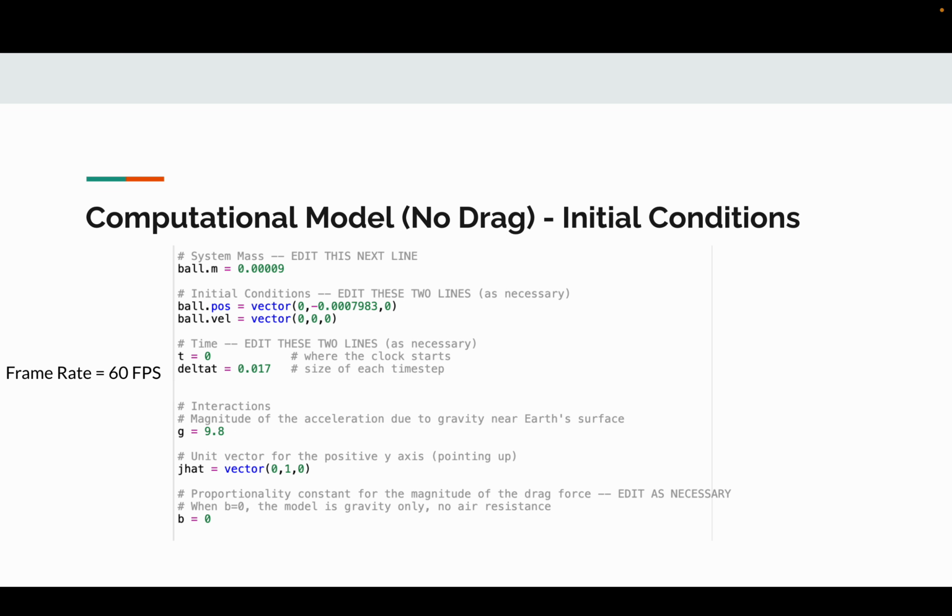from rest. Next, we coded our findings in Python using a website called GlowScript. This snippet of code attached shows the paper ball mass and its initial position and velocity, which were stated in the previous slide. Delta t is equal to 0.017 since the video was recorded at 60 fps, meaning that every 60th of a second the object's motion was being recorded. Since there is no drag force, the b value is 0. G is still equal to 9.8.